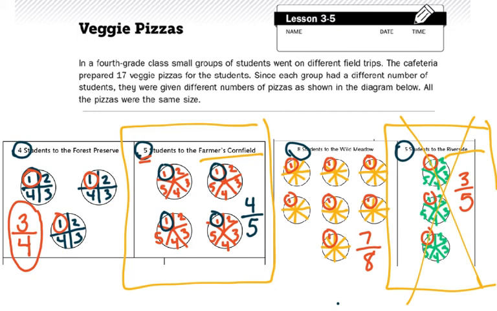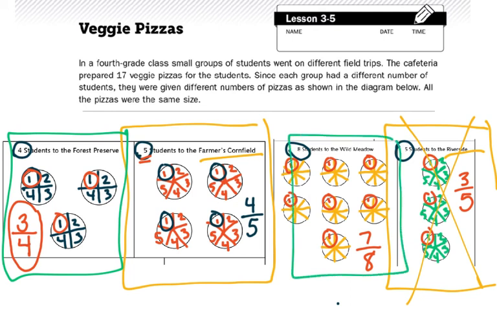Now what I'm going to do is look at the forest preserve group and the wild meadow. I have 3/4 for this group and 7/8 for the wild meadow. But watch what I can do. Do you remember equivalent fractions? If I multiply the denominator times 2, I can multiply the numerator times 2. So 6/8 is the same or equivalent as 3/4. Now I can compare 6/8 is less than 7/8, so I can cross off this one.